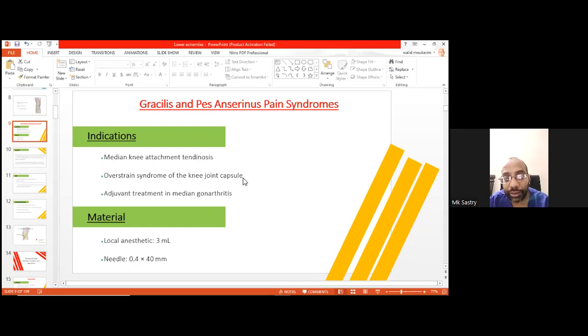And it is called overstrain syndrome of the knee joint capsule. Now, if you overstrain yourself with exercise, overstanding and overworking, you will get this type of syndrome. And medial gonarthritis. So you will get all this type of syndrome.